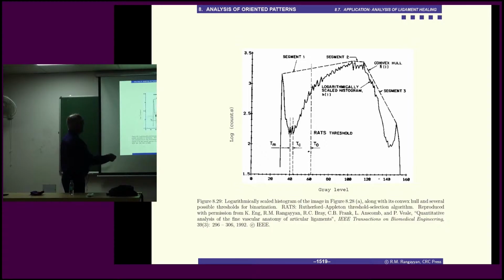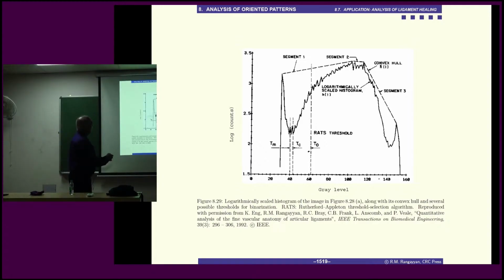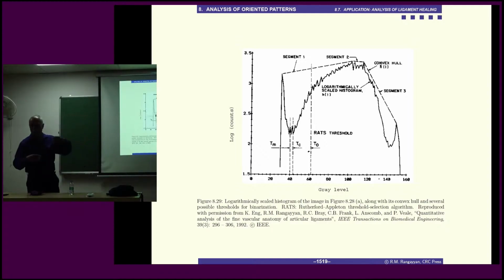This is the background. So the background is much larger than the blood vessels. And the convex hull of the histogram is that. The convex hull is the smallest convex object that completely includes the given object. And it is convex in the sense that if you connect any two points inside the convex hull, that line must be inside or within the convex hull.